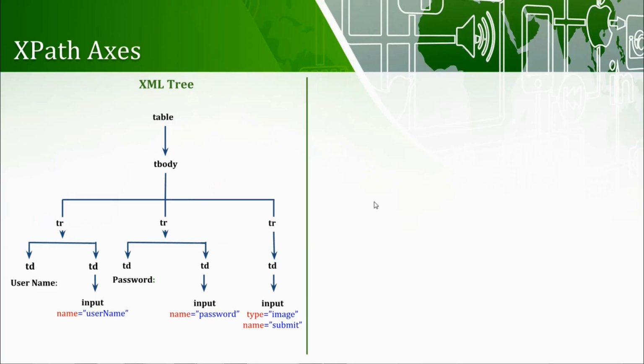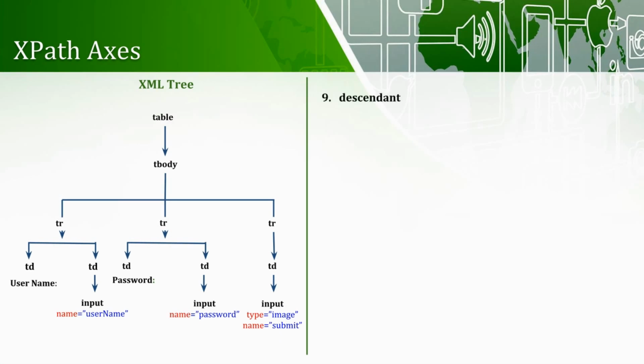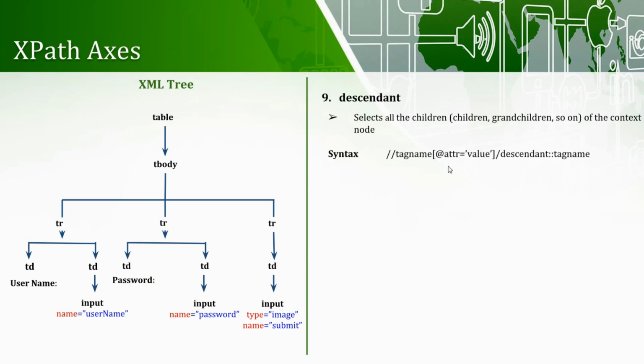Now we are going to see the descendant concept. The first axis under this is descendant. Descendant selects all the children of the context node. All the children includes children and grandchildren and so on. When I say children, grandchildren, it means that descendant will select all the nodes starting from the children of the context node till the bottommost grandchildren. The syntax is /tag name[@attribute='value']/descendant::tag name.